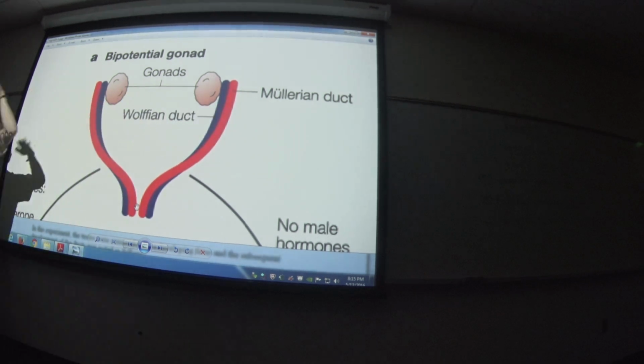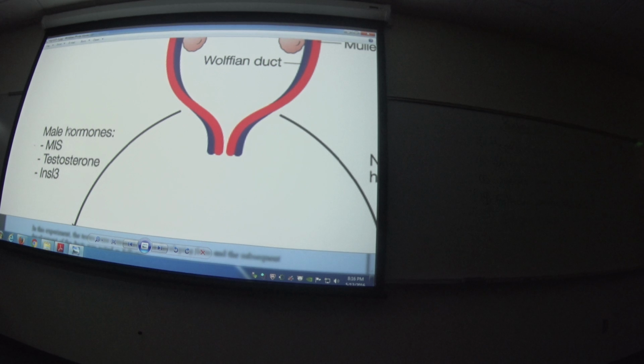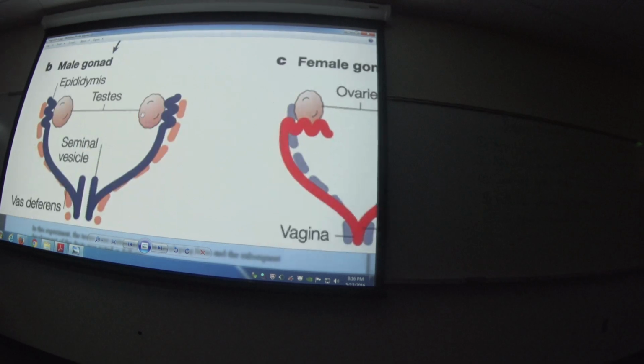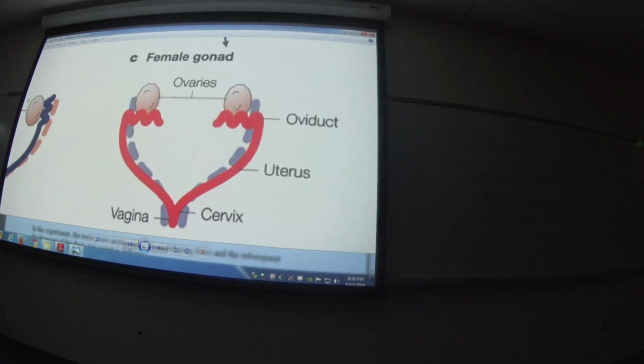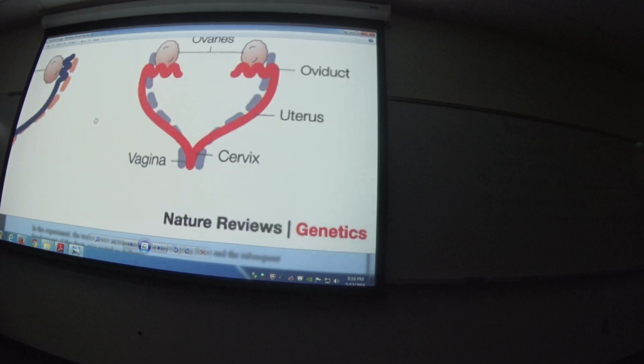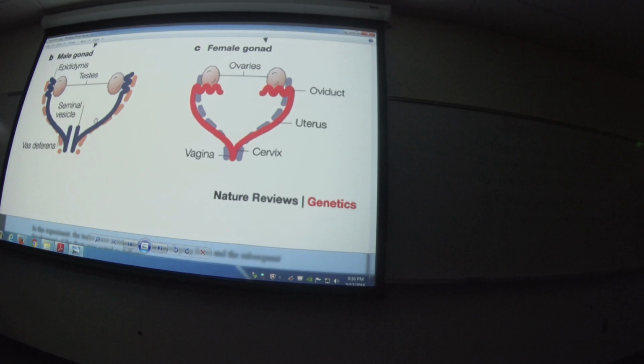So you have a red and a blue tube. Each tube corresponds with a different sex. If you want to be a male, you turn these into testes, destroy the red and keep the blue. The blue one becomes your seminal vesicle, vas deferens, and epididymis. So I throw away the girl tube and keep the boy tube. If you want to be a girl, reverse. You keep the ovaries, you throw away the boy tube and keep the red tube. There's your fallopian tubes, oviduct, uterus, cervix, vagina. So depending on which tube you pick determines which tubing you end up with, right?